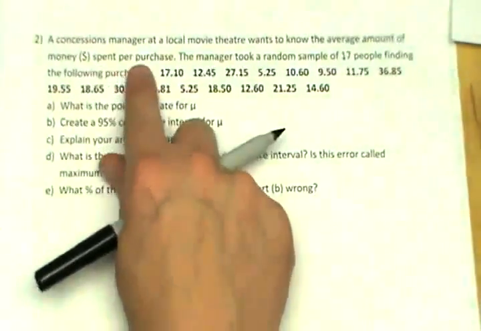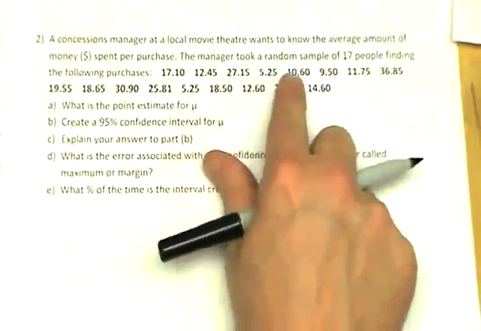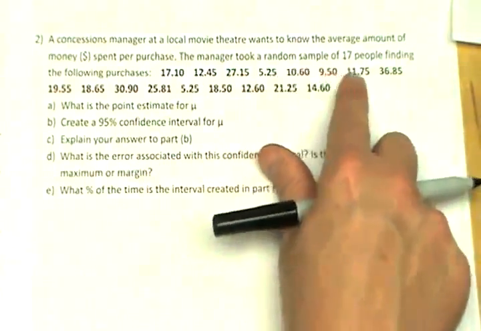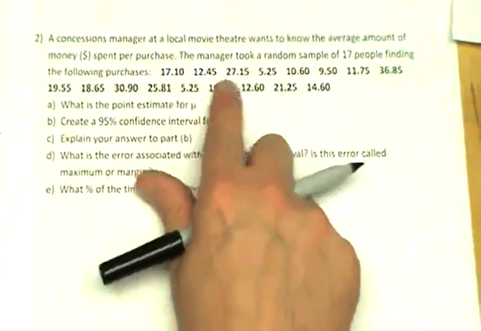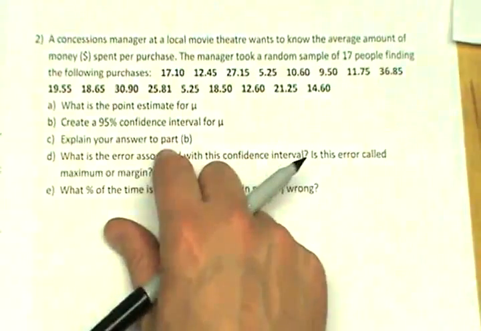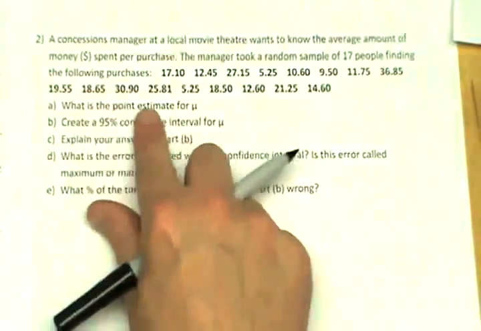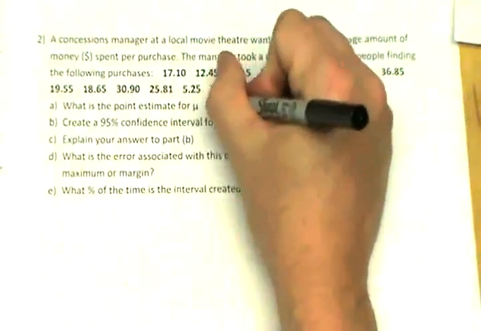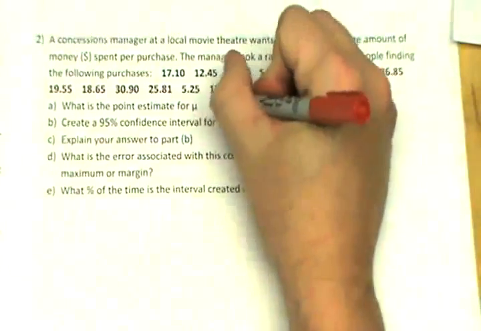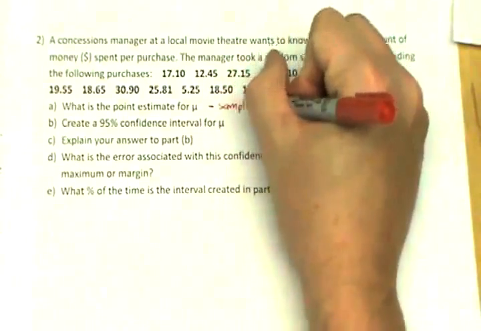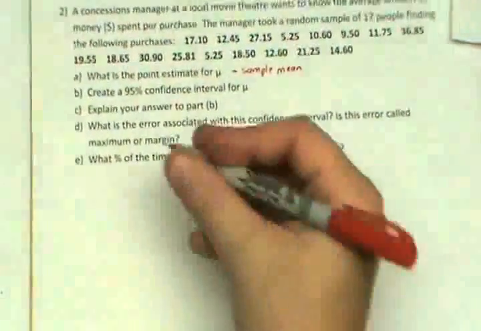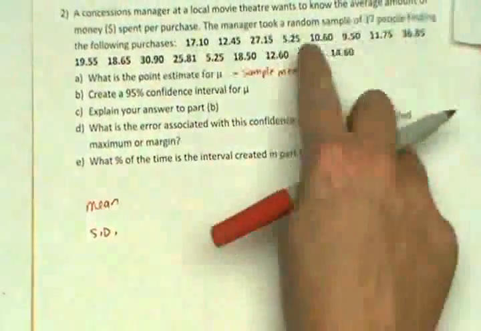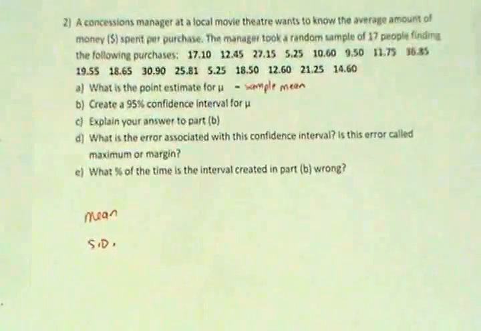So a concessions manager at a local movie theater wants to know the average amount of money spent per purchase. So the manager took a random sample of 17 people and he found the following purchases. So there's the purchases for 17 individuals. Okay. What is the point estimate for mu? Point estimate is another way of saying what is the sample mean. Well, we don't know what that is, so we have to find the mean and the standard deviation of these 17 people, so we're going to have to put those into our calculator.